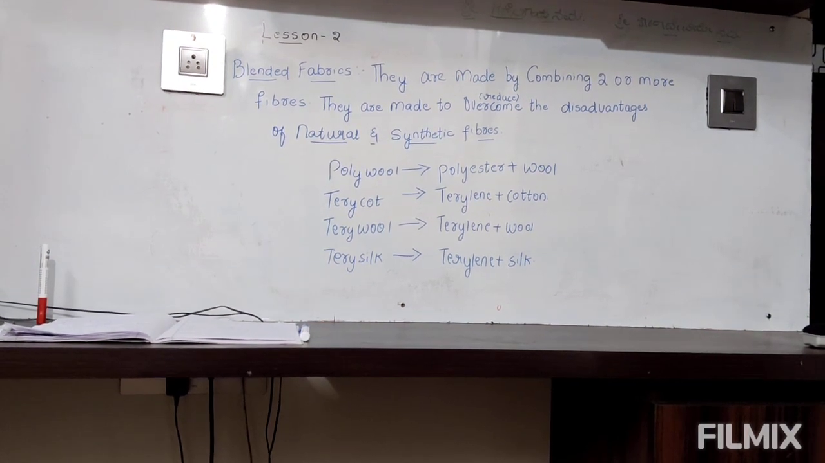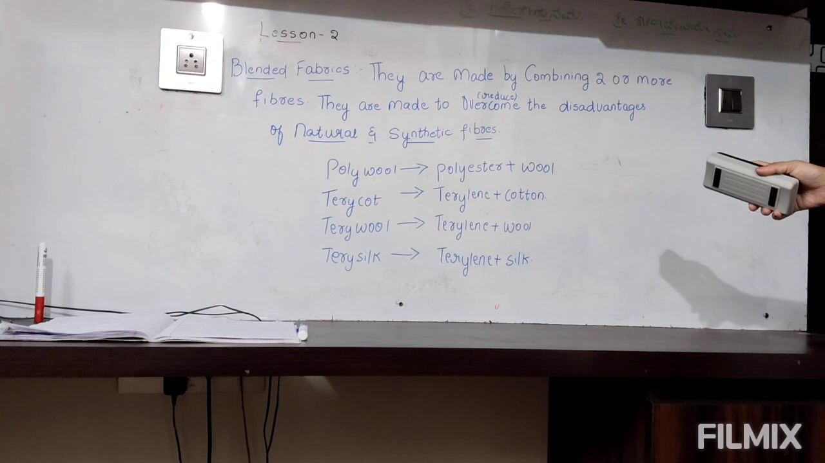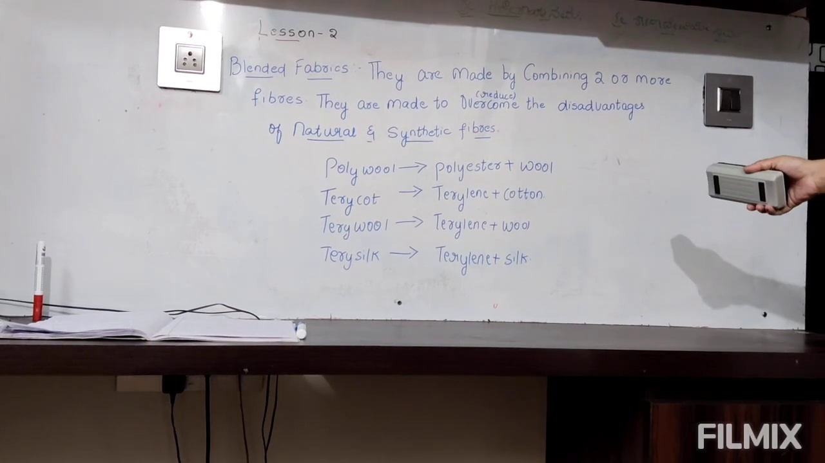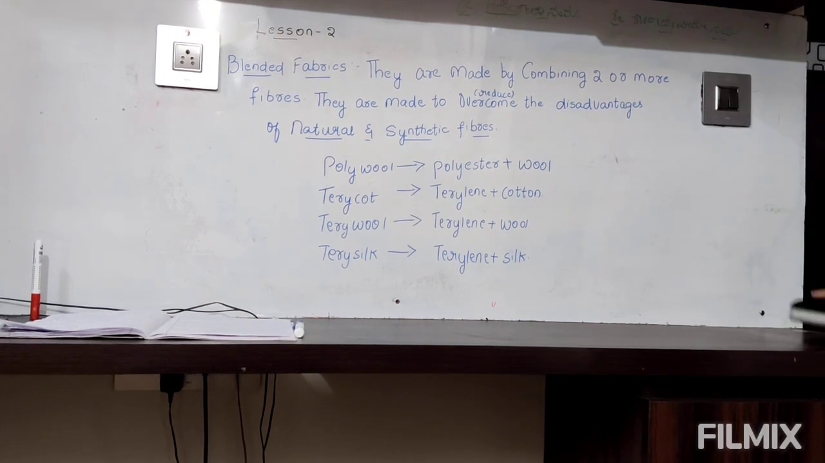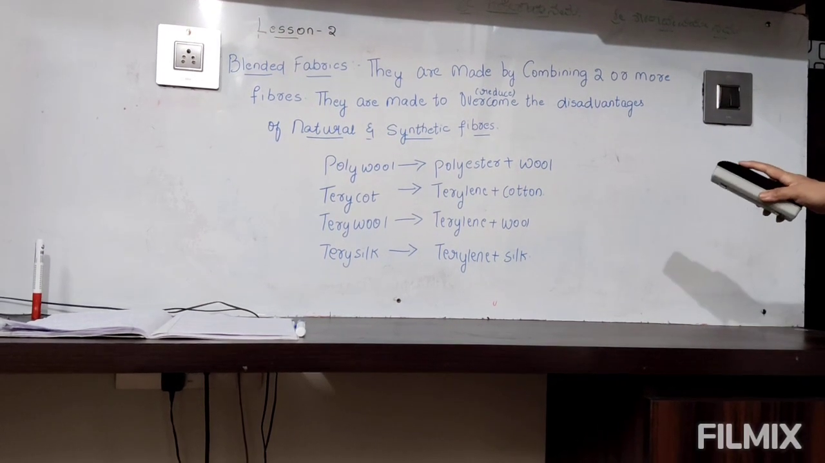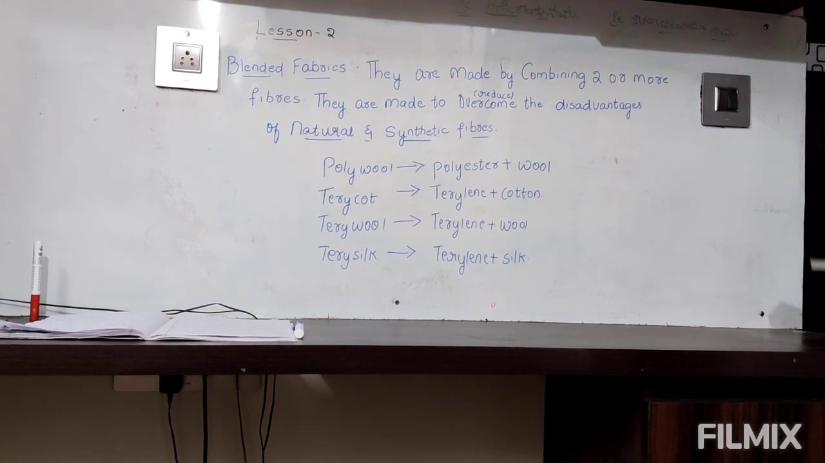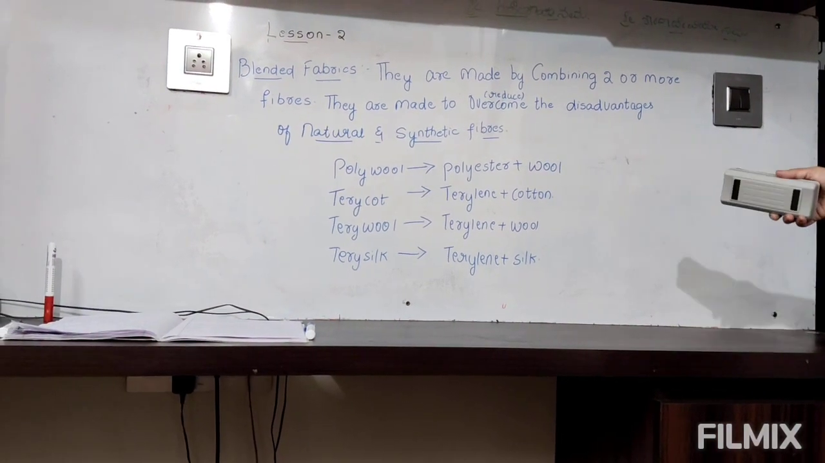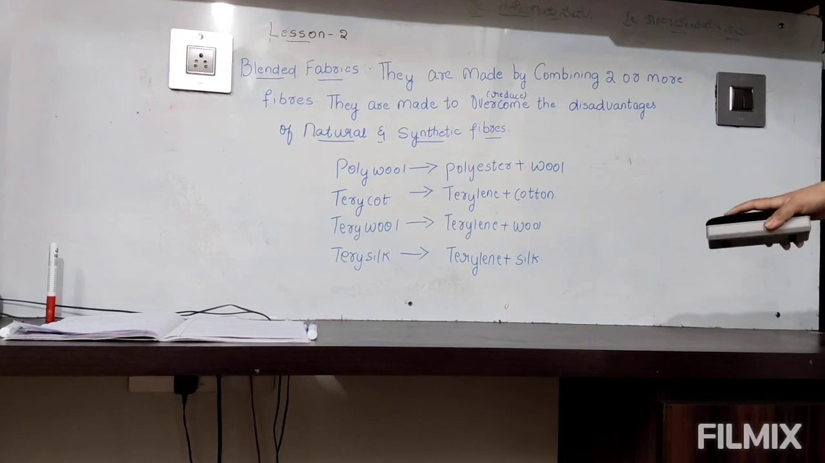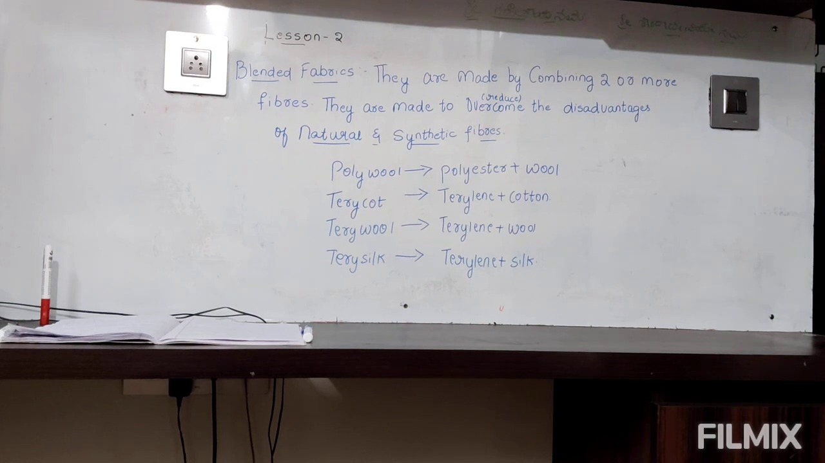Look, polywool, that is polyester plus wool. Polyester is a synthetic fiber plus wool is a natural fiber. They together combine to give polywool. Similarly, terephthalate plus cotton. Cotton is a natural fiber and terephthalate is a synthetic fiber. It gives terracotta. Similarly, terephthalate plus wool gives terry-wool. Terephthalate plus silk gives terry-silk. I will show you the pictures now.